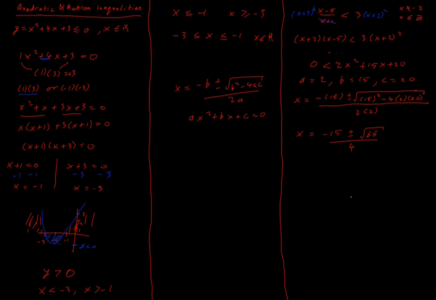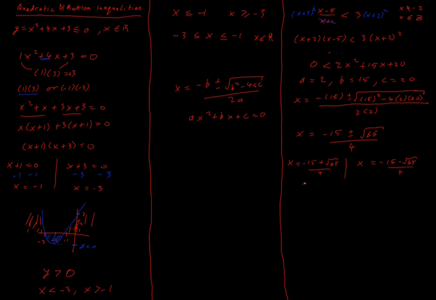Again, this is just solving a quadratic. You know how to do this, so there's no panic here. Now I want to get my solutions. So I have x is equal to minus 15 plus root 65 all over 4, or x is equal to minus 15 minus root 65 all over 4.